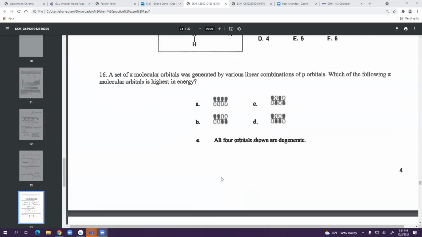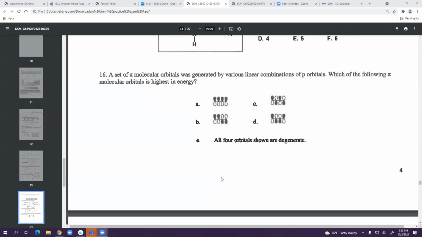A set of pi molecular orbitals is generated by various linear combinations of p orbitals. Which of the following is the highest energy? C is the highest energy, because you've got up and down, up and down, up and down, up and down, right? Is A the lowest then? A is the lowest. B would be the second lowest, D would be the second highest, C is the highest energy.